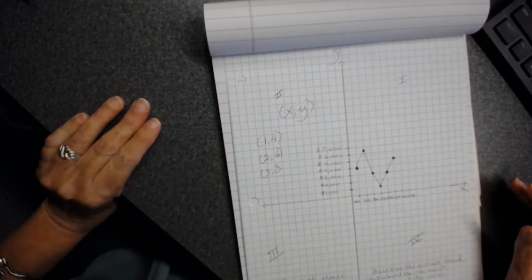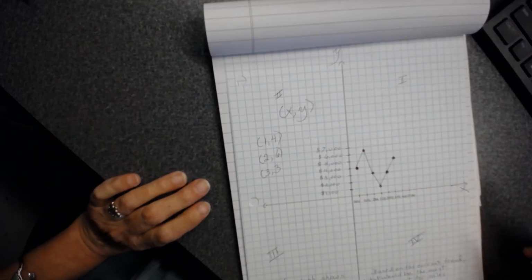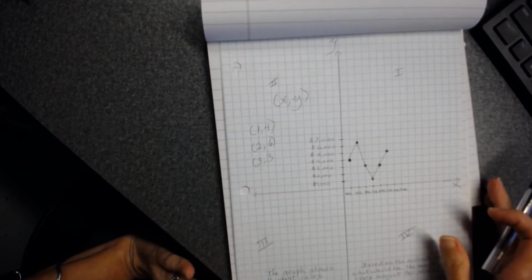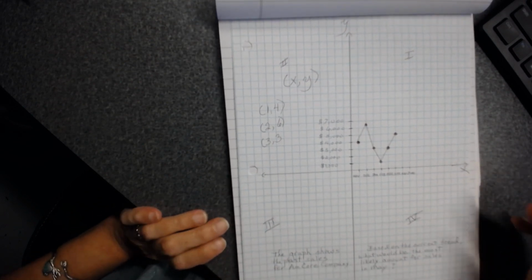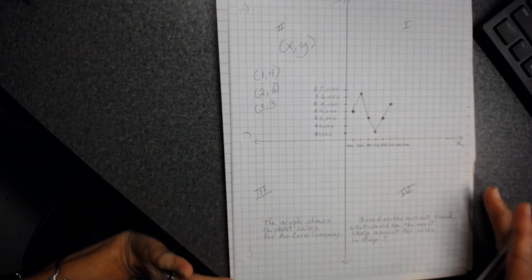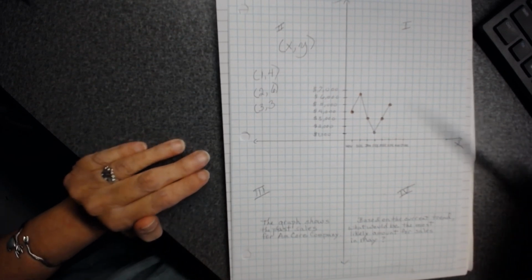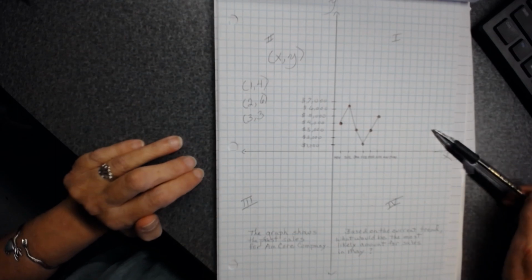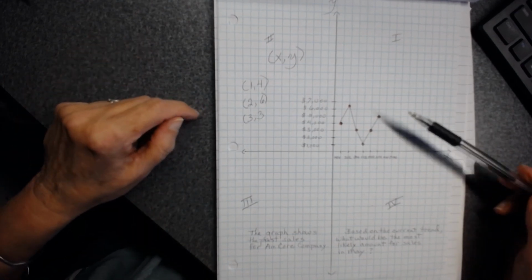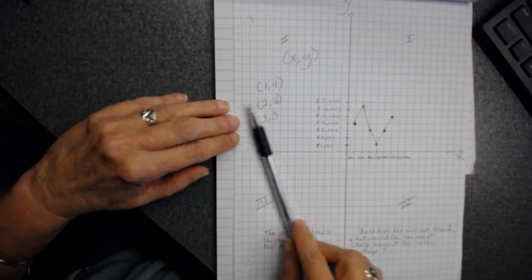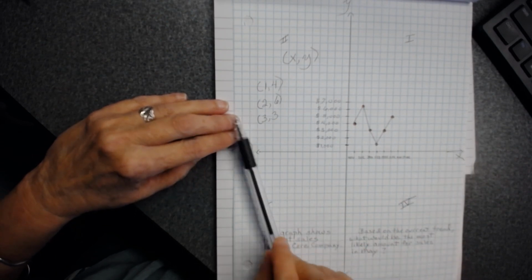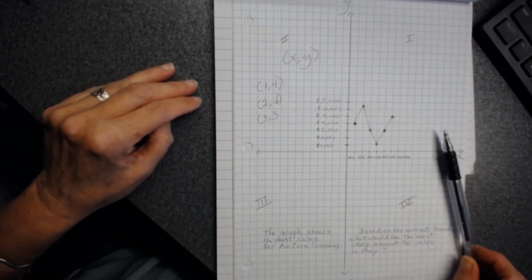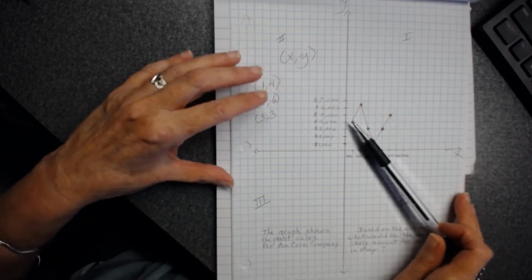Hello students, this is the first question on the data display. It says quiz. This is not a quiz, this is practice for you to learn about graphs and data that's displayed. Okay, this is a coordinate graph, Cartesian plane, sometimes you call it a grid.